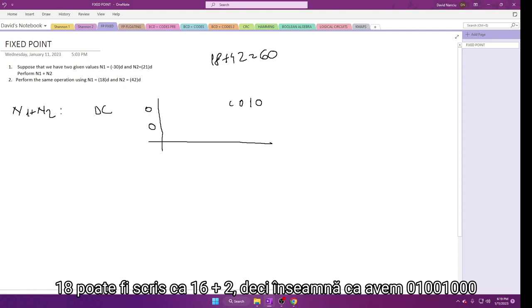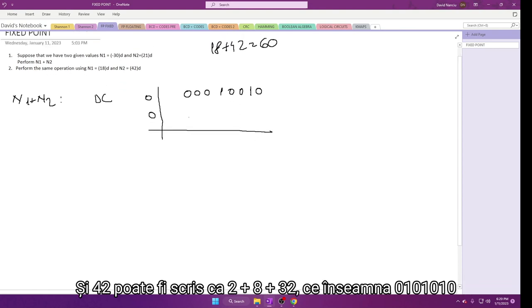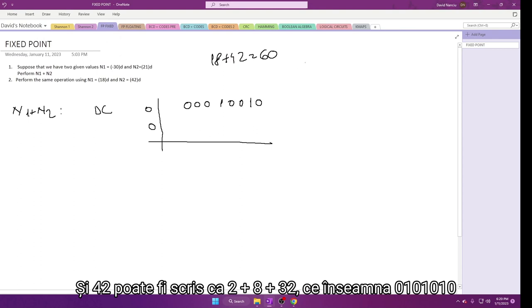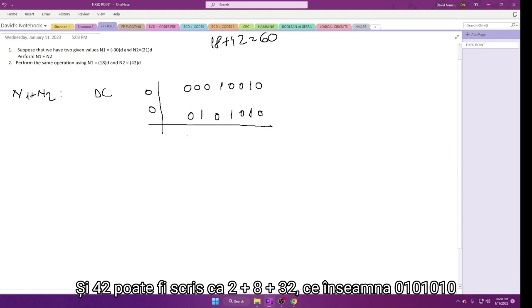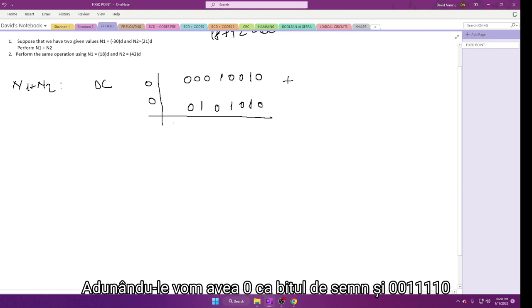18 can be written as 16 plus 2, so that means that we'll have 0 1 0 0 1. We have here how many bits? 1 2 3 4 5. We'll add 3 more. 1 2 3. And 42 can be written as 2 plus 8 plus 32, which means 0 1 0 1 0 1 0. Great.